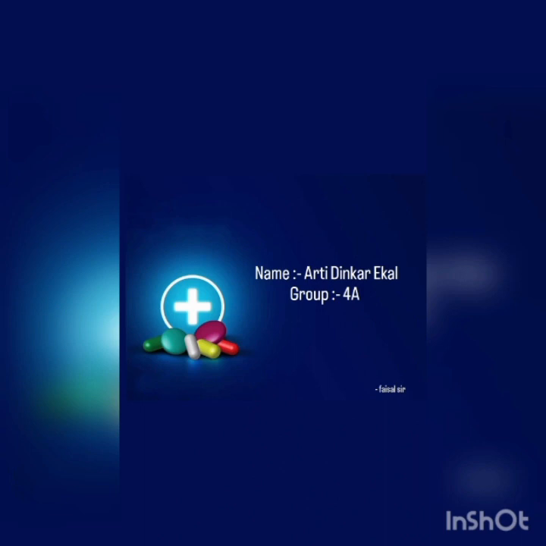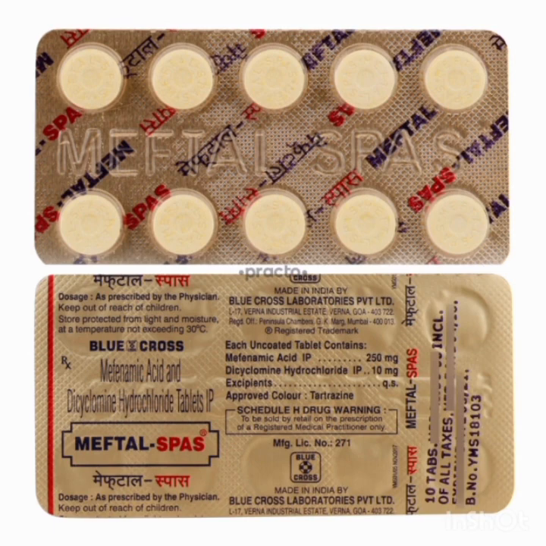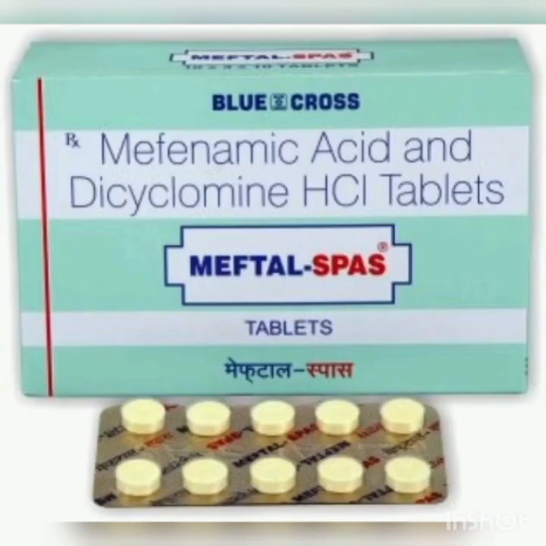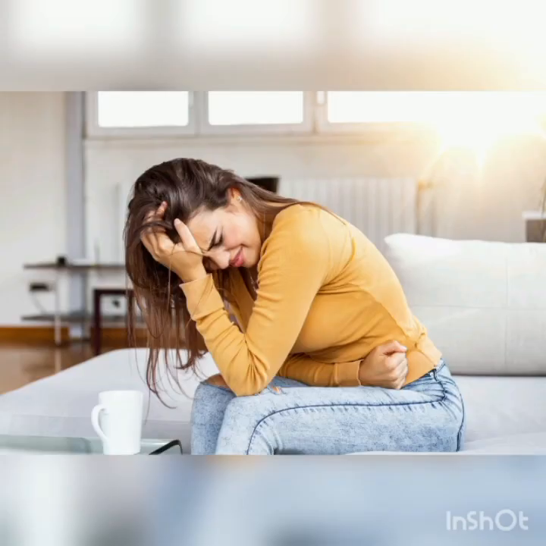Today I am going to explain about Mephtal Spas. Mephtal Spas is an anti-inflammatory, painkiller and muscle relaxant. Mephtal Spas contains mefenamic acid and dicyclomine. The mefenamic acid helps reduce the pain, while the dicyclomine relaxes the smooth muscles.